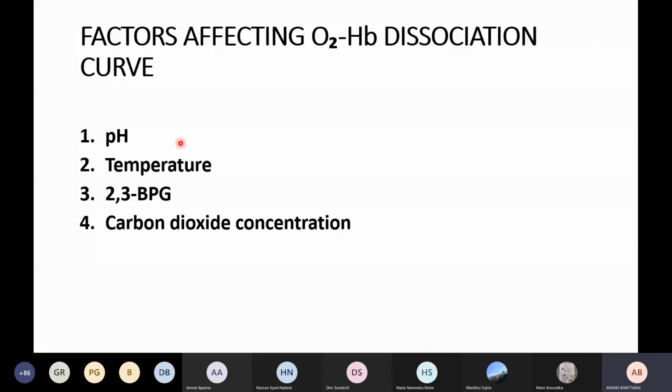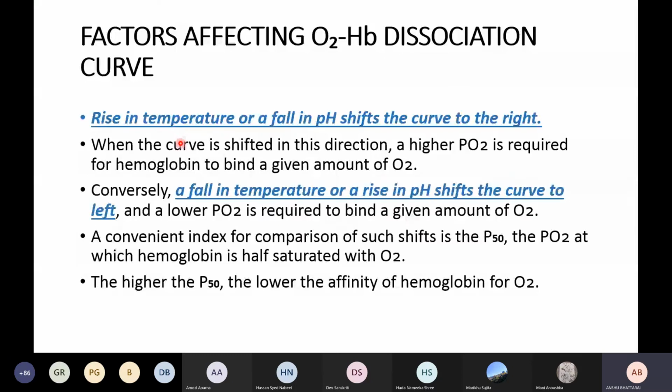So first, let's talk about temperature and pH. A rise in temperature or fall in pH shifts this curve to the right. It causes shifting of the oxygen hemoglobin dissociation curve to the right. What does that mean when the curve is shifted to the right? Does that mean a higher partial pressure of oxygen is required for hemoglobin to bind, or a lower partial pressure of oxygen is required?